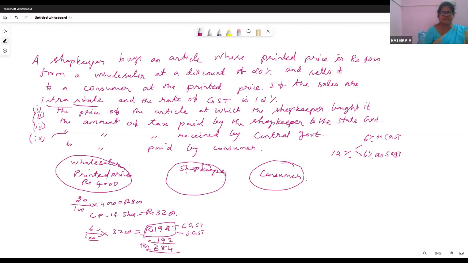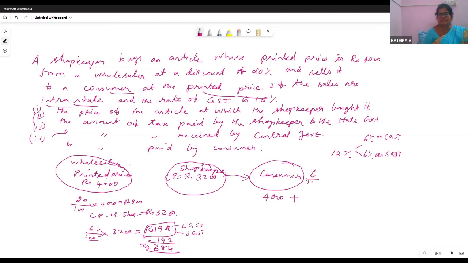Now the shopkeeper, with this amount, rupees 3,200, he is keeping some extra money. He is getting some profit. He is selling it again at the printed price to the consumer. So printed price means 4,000 rupees. His CP is this, but SP is now 4,000 rupees. For 4,000 rupees, the consumer, along with that, is paying the GST, 6% to the central government and 6% to the state government.